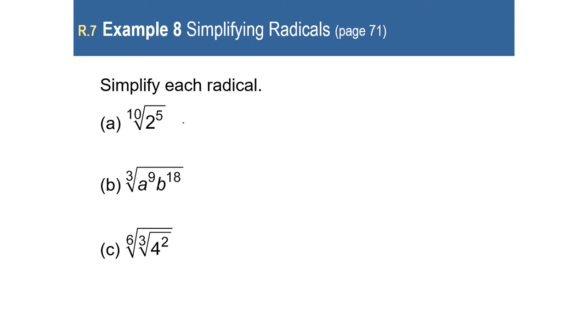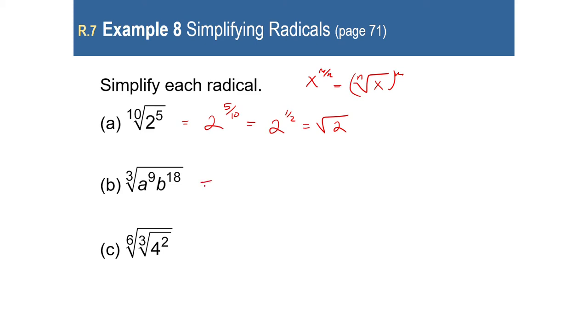In example 8, let's simplify the radical. This can be written with our exponent rule as x to the m over n is the nth root of x raised to the m. I can write this as 2 raised to the 5 over 10. And this is equivalent to 2 raised to the 1/2, or the square root of 2.